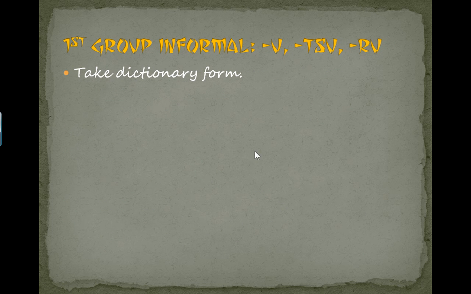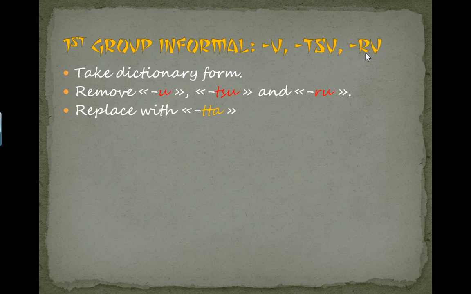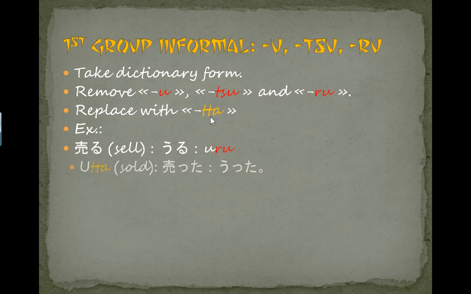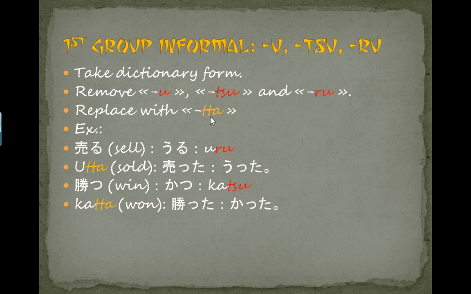Now, this one is for the verbs whose dictionary form ends with u, tsu, or ru. So you remove the u, tsu, or ru depending on the verb and replace it with tta. For example, okay, so this one, uru, means sell. So remove the ru, this one, and replace it with tta. So it becomes utta, sold.